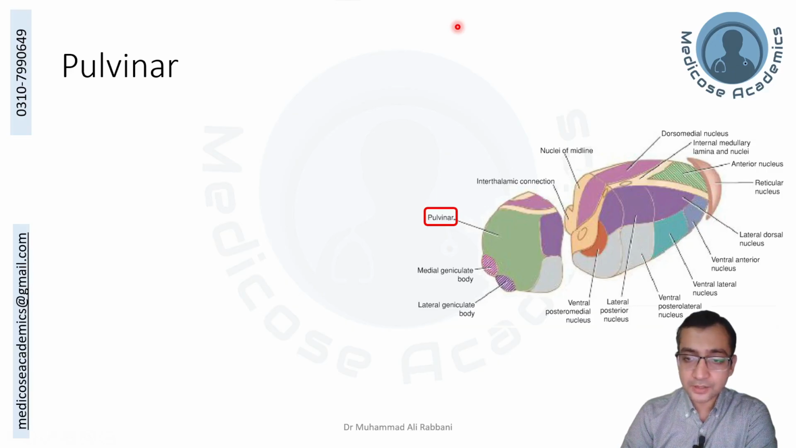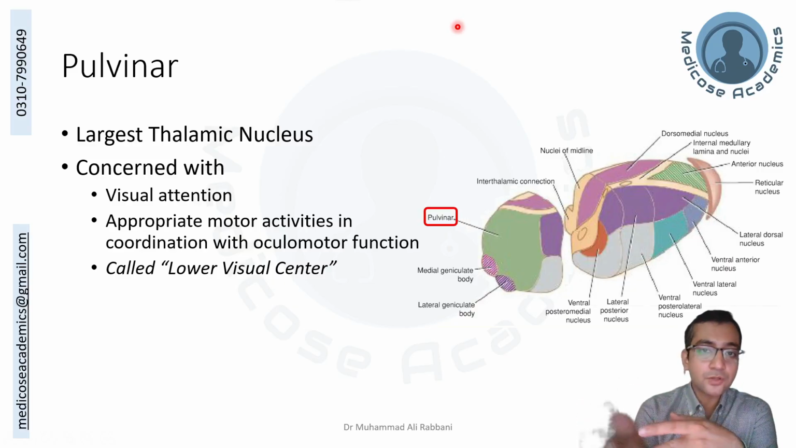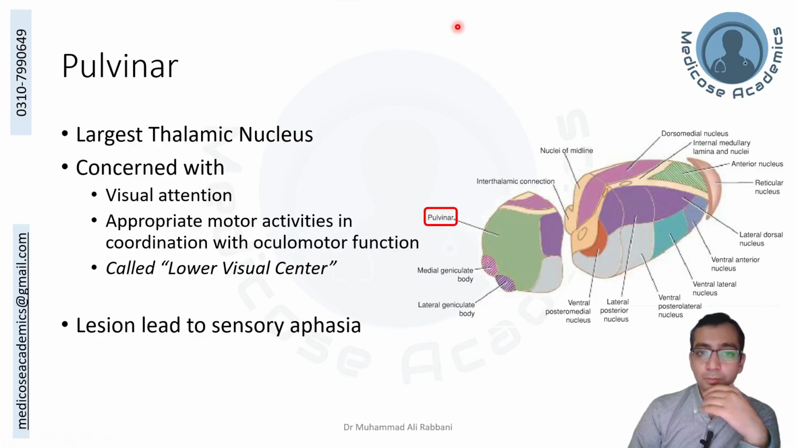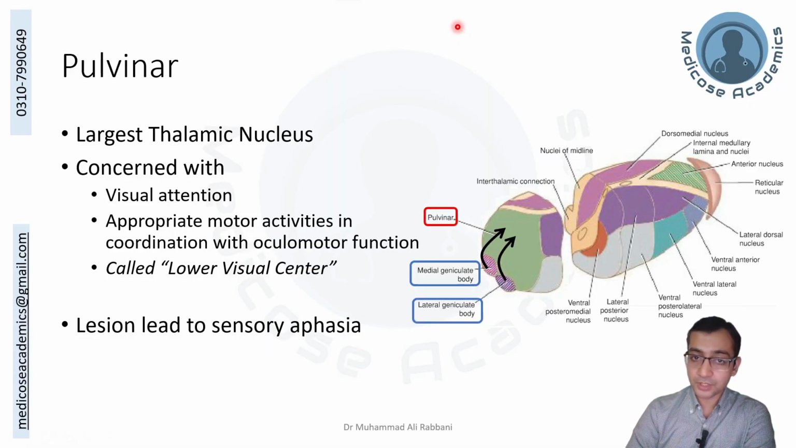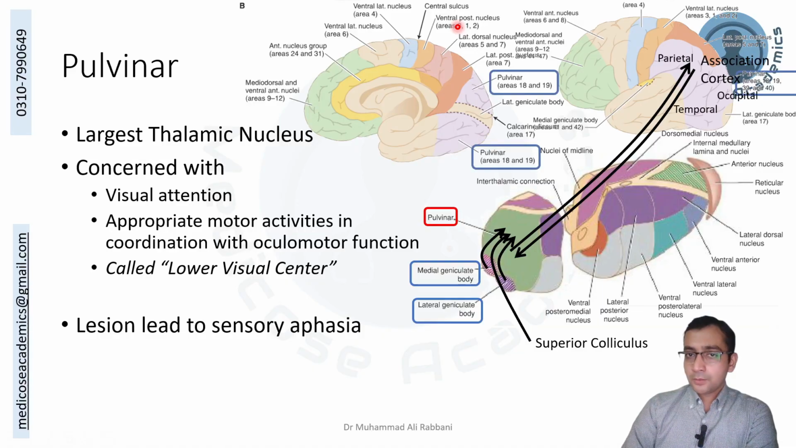Pulvinar. This is the largest of the nuclei present on the posterior end of the thalamus, and it is concerned with visual attention and appropriate motor activities in coordination with oculomotor function. So it is called a lower visual center. Its lesion leads to sensory aphasia, and it gets its signal from the geniculate bodies through the superior colliculus, and it is in connection with the sensory association cortices. Those are present in the parietal area, the occipital area, and the temporal area. So it is in connection with those shown here too.